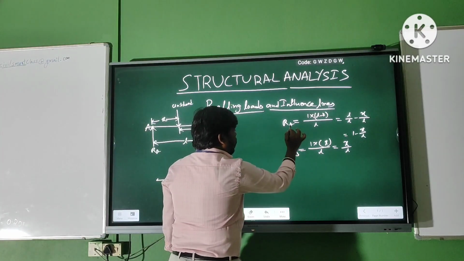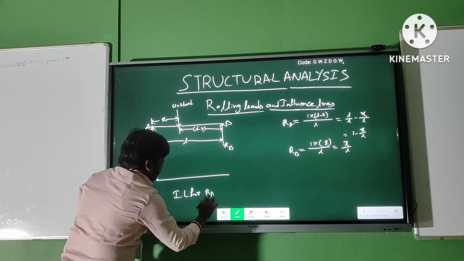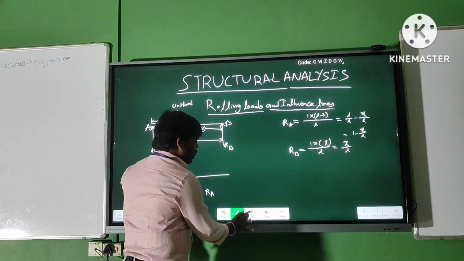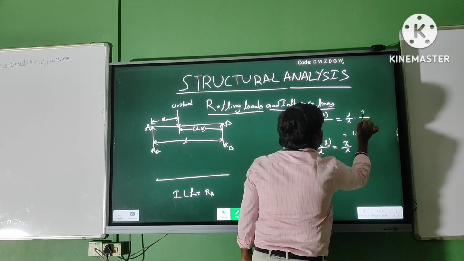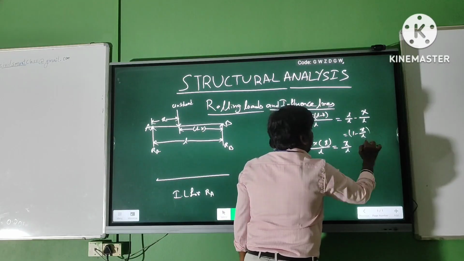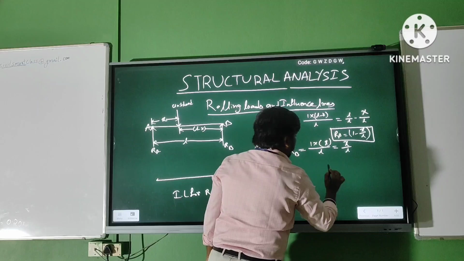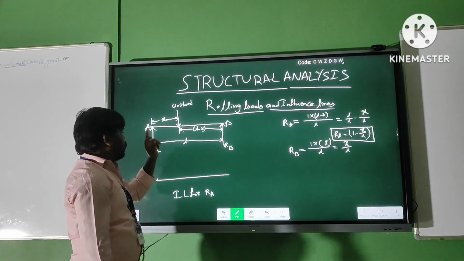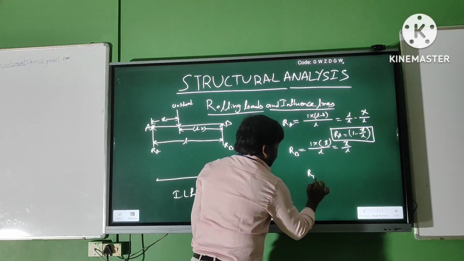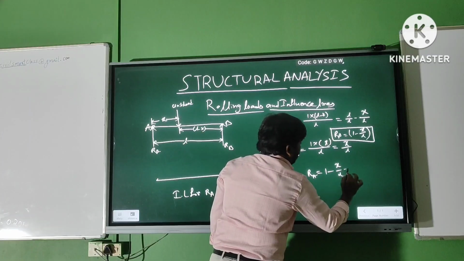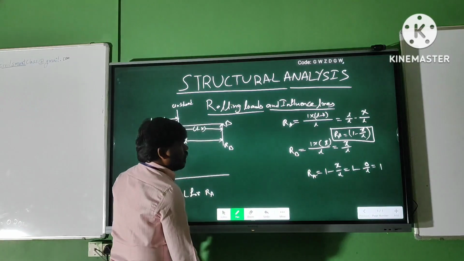To draw the influence line for RA, we need to substitute the X values in RA equals 1 minus X by L. First substitute X equals 0, which means this point. RA equals 1 minus 0 by L. This will be 1.